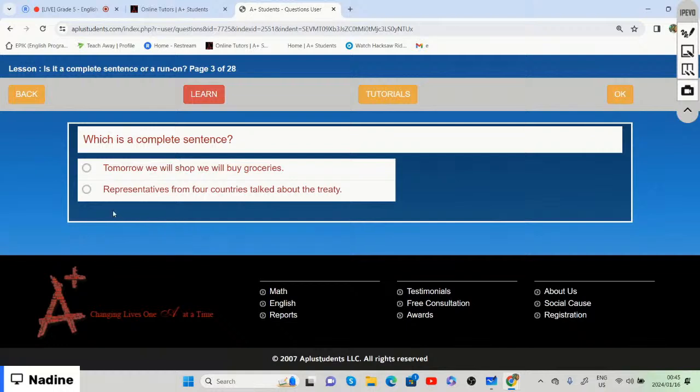All right. So we need to say which one is a complete sentence, meaning a complete sentence expresses a complete thought, which means that it has both a subject as well as a verb. So is it the first one, tomorrow we will shop, we will buy groceries? Or is it representatives from four countries talked about the treaty?